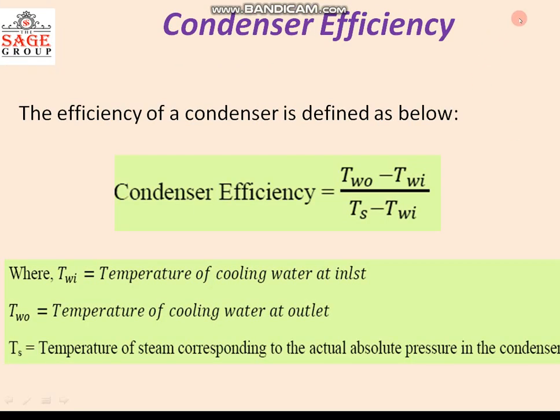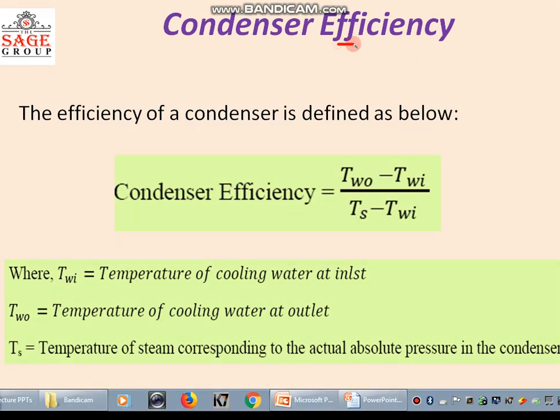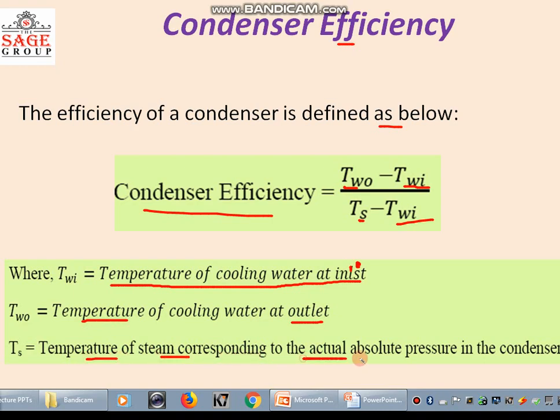Now the condenser efficiency. The efficiency of a condenser is defined as below. This is equal to (Two minus Twi) upon (Ts minus Twi), where Twi is the temperature of cooling water at inlet, Two is the temperature of cooling water at outlet, and Ts is the temperature of steam corresponding to the actual absolute pressure in the condenser.